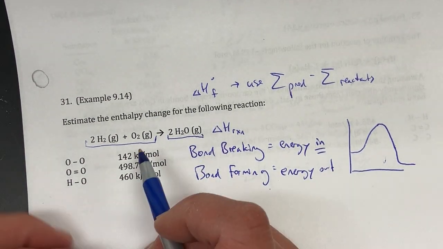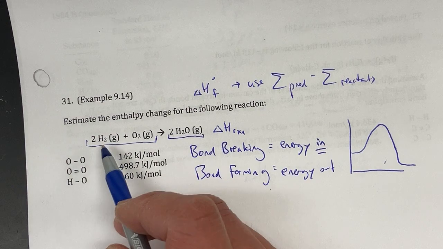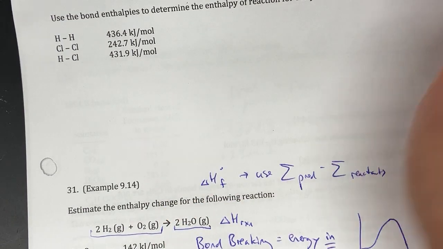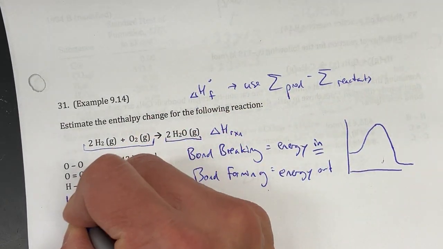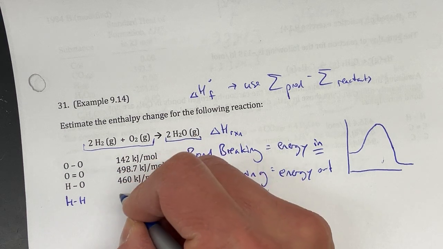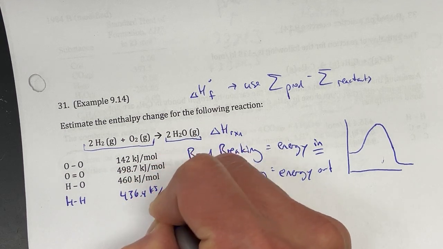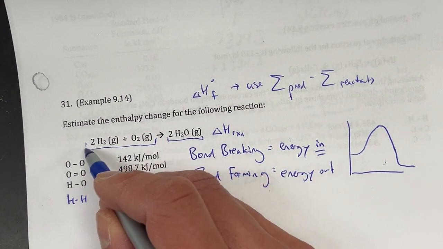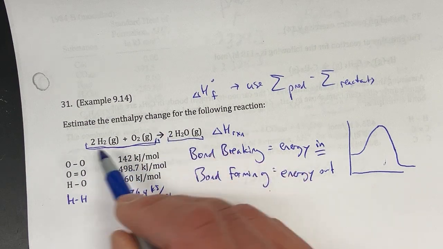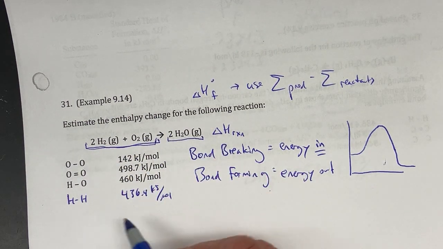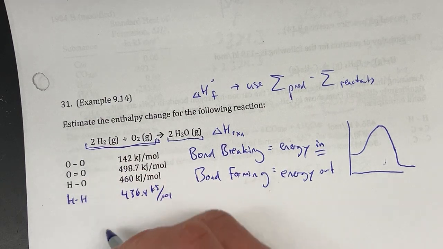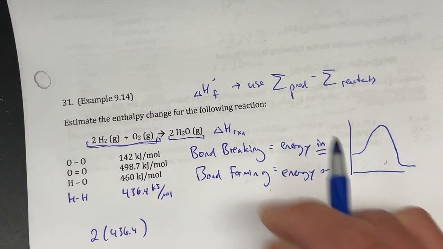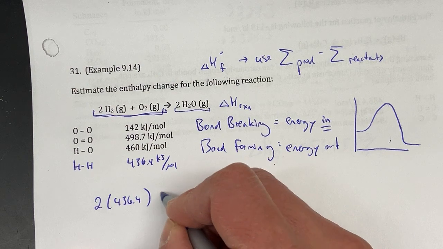So I'm going to show you how to do this question here. This is 914. And for this question, we need another piece of information from the information above here. So I'm going to grab the bond energy for the HH bond, and that is 436.4 kilojoules per mole of bonds. So I'm going to take all the bonds here in the beginning and add them up first, and that's my energy in. So I have two H2 bonds, so 2 times 436.4.